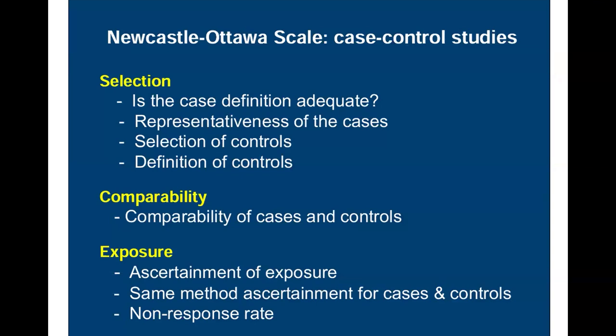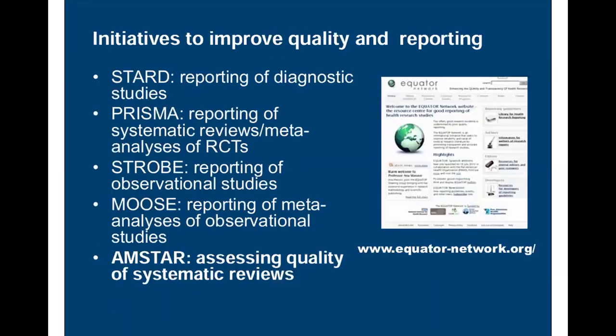Next, selection of controls, then definition of controls. Control definition is very important: how you have defined the control, how they have defined the control. Then comparability of cases and controls. Then ascertainment of exposure. Then the same method of ascertainment for cases and controls. It should not happen that the method was different in cases and in controls, because that becomes an additional source of heterogeneity in the included studies. Then non-response rate. Okay, next slide.